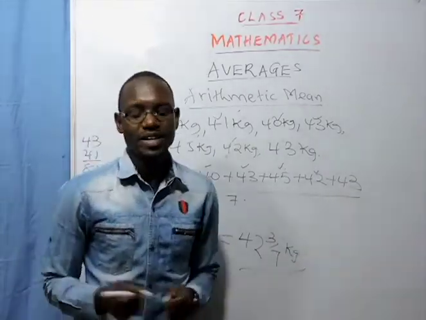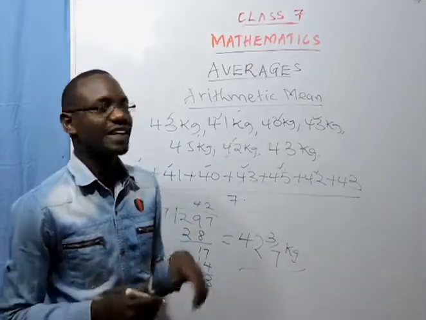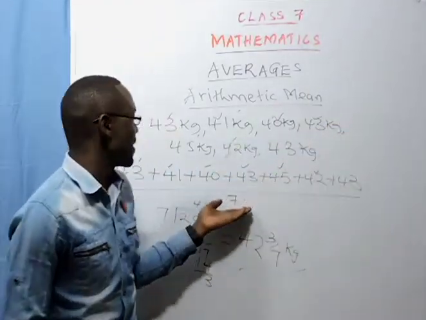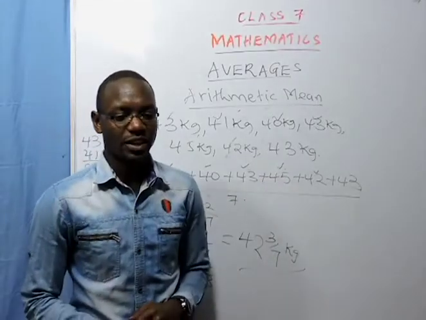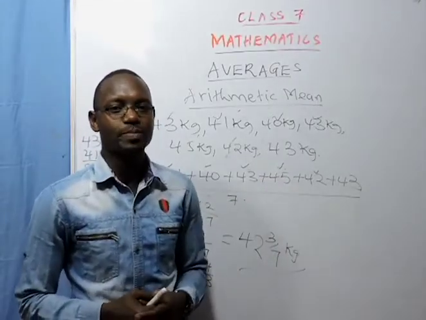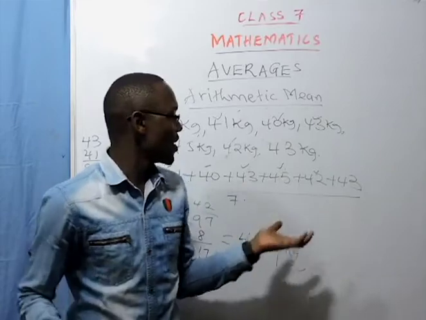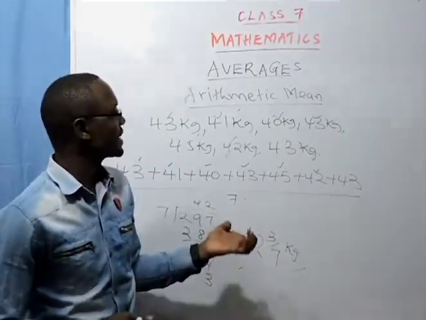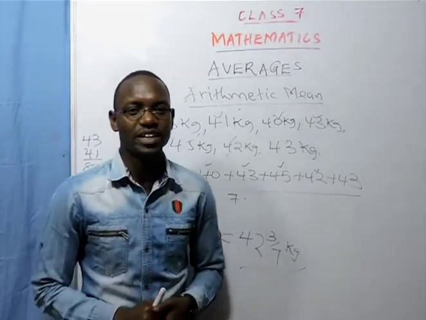So to get the mean of certain quantities, you just get the sum, add the totals, then you divide by the number of items represented. That is how we work out the arithmetic mean. Do more examples using the concept that I've just explained, and you'll be able to get the mean.